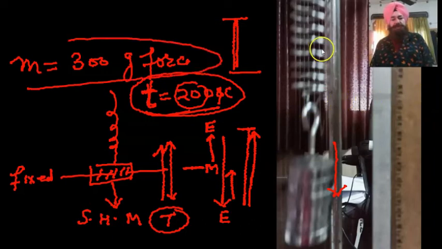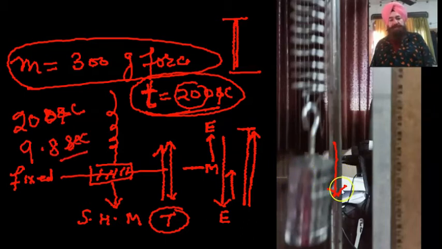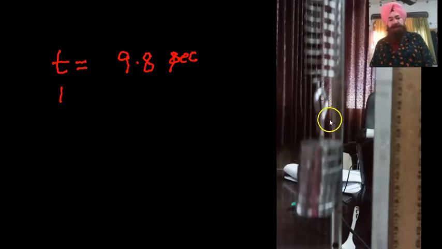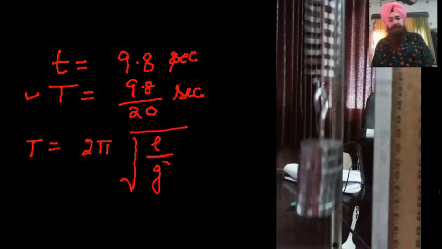So for 300 gram force, I have noted the time taken to complete 20 oscillations. It is 9.8 seconds. You just verify whether this time is 9.8 seconds or not. If it is true that the time for 20 oscillations is 9.8 seconds, then find the time period, 9.8 divided by 20. This is the time for one oscillation. Then use the formula T equals 2 pi under root of L upon g. Now you have to find the value of g.